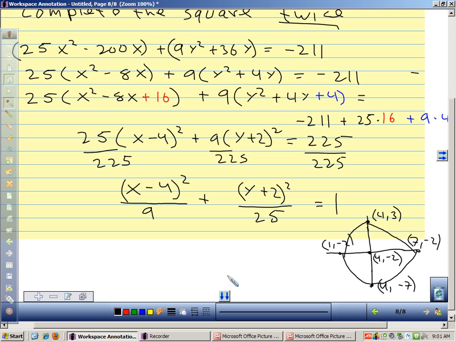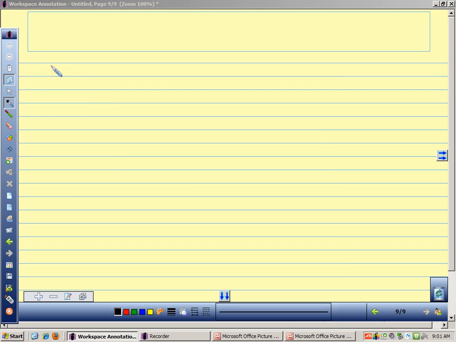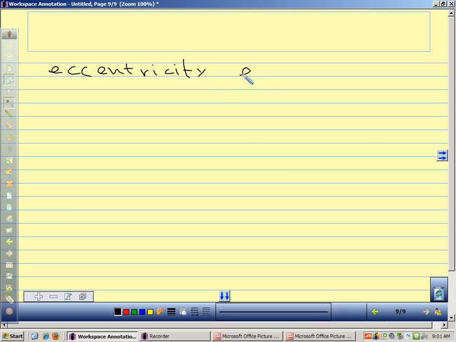One other quick thing that you'll need for the homework. I just need to write down a formula: the eccentricity. The eccentricity, e, is c over a. And we'll talk more about the eccentricity tomorrow.